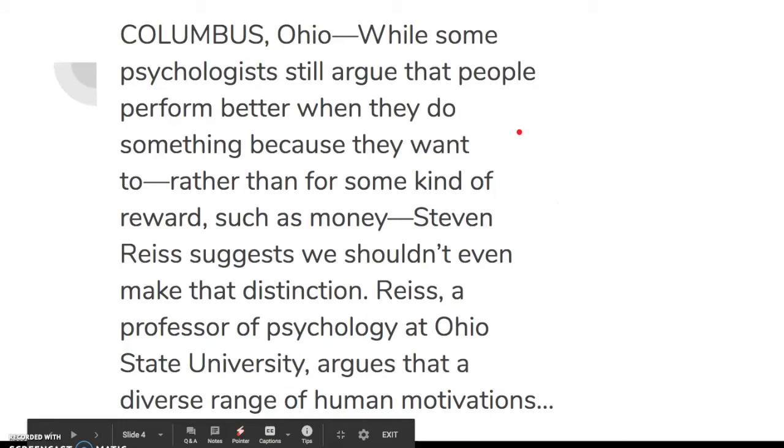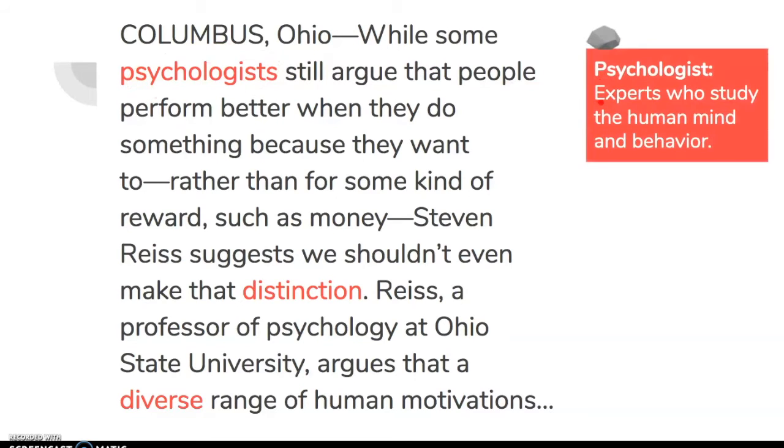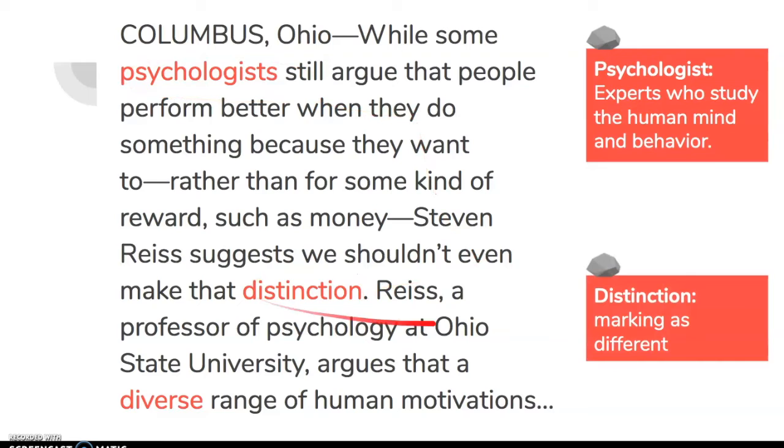So let's take a look at the stuff we might need to break down here. The words in red are some vocab words that we need to define. So, psychologists. A psychologist is an expert who studies the human mind and behavior. So you could say, while some experts who study the human mind still argue that people perform, and so on. You could say that, but it's a little faster to just use this longer word. Okay, distinction is when you mark something as different.